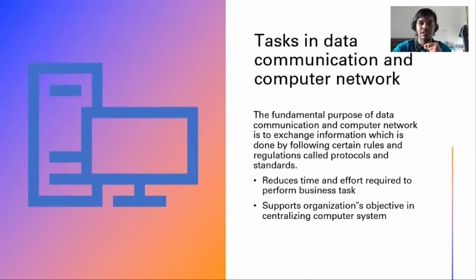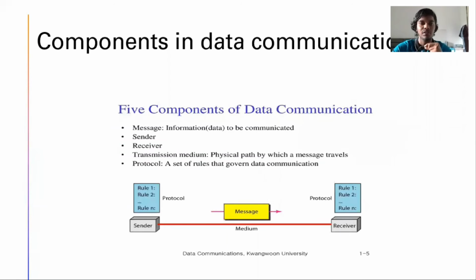The tasks in data communication and computer network. The fundamental task and purpose of data communication and computer network is to exchange information, which is done by following certain rules and regulations called protocols and standards. One of the examples is that it reduces time and effort required to perform business tasks and also supports organizations' objective in centralizing computer system. Next is the components in data communication.